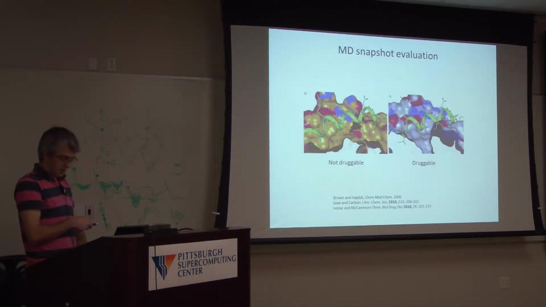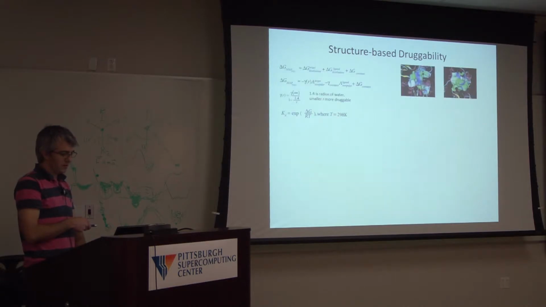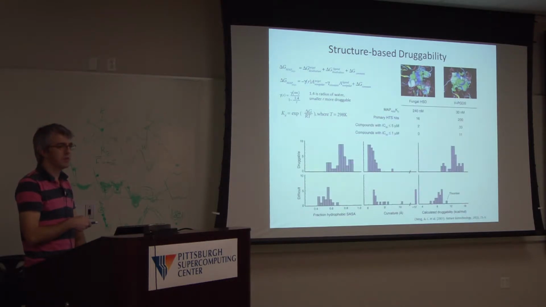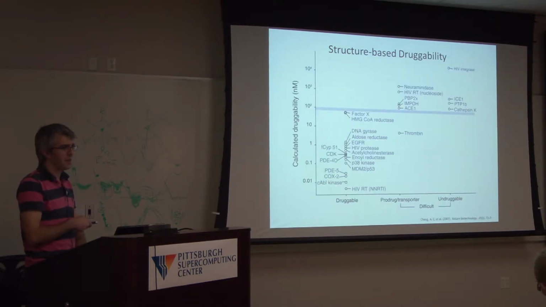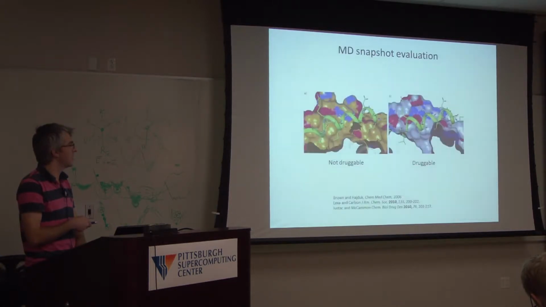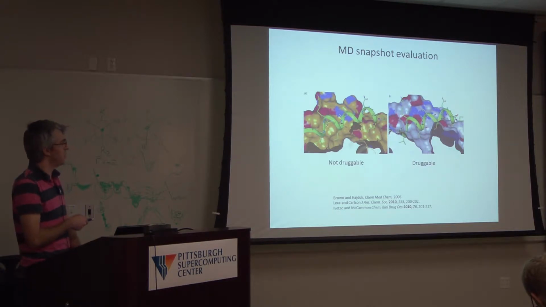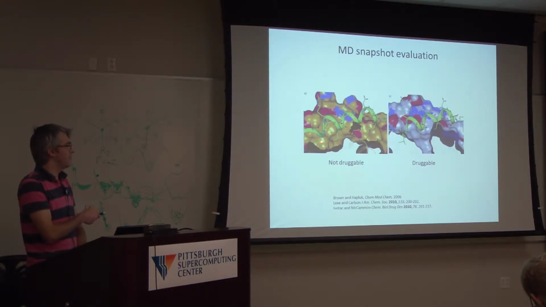Now, these two methods, docking methods and structure-based surface area calculation methods, depend on a static structure of the protein. Proteins are flexible. They may change their shape when they bind a drug, right? And if you have an unbound structure which would change its shape, you might predict that it's not druggable. Here is an example where they used an MD snapshot evaluation method.